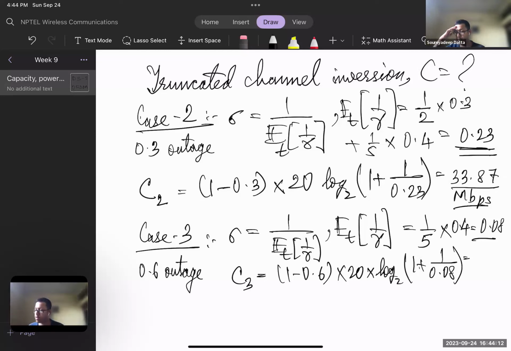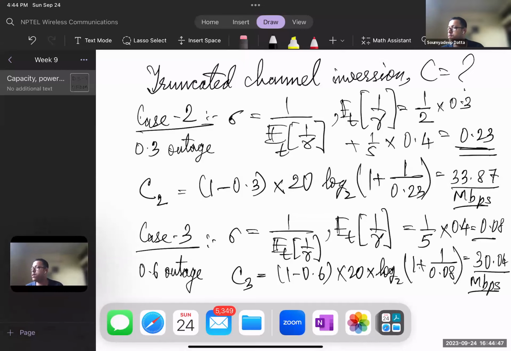Let's see what this comes out to be. So this comes out to be roughly 30.04 Mbps.